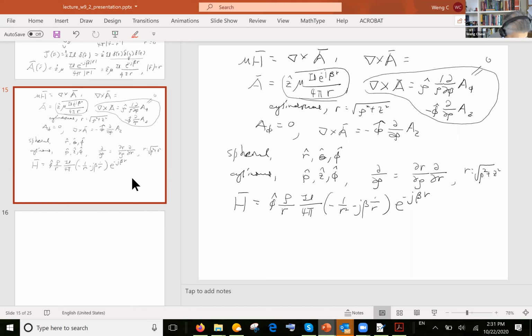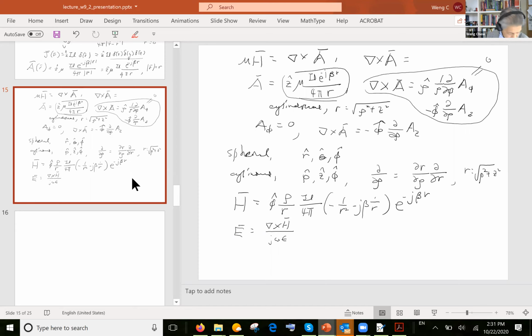And then the E is of course gotten by vector algebra again. You can find the electric field by taking the curl of H divided by j omega epsilon, okay? Why is E given by that? Well, sorry, not the curl of A, the curl of H.